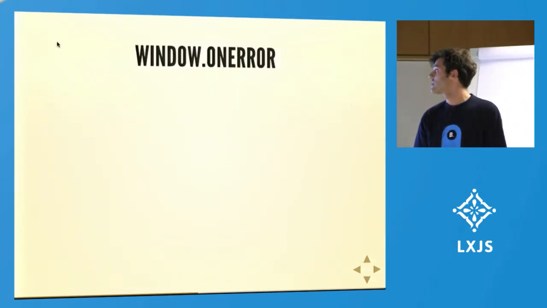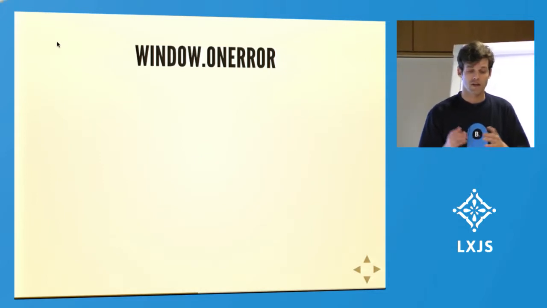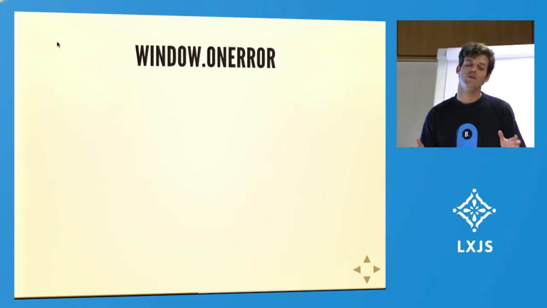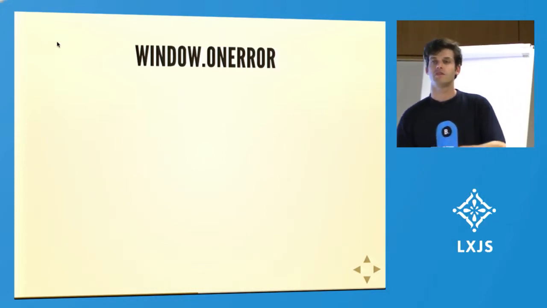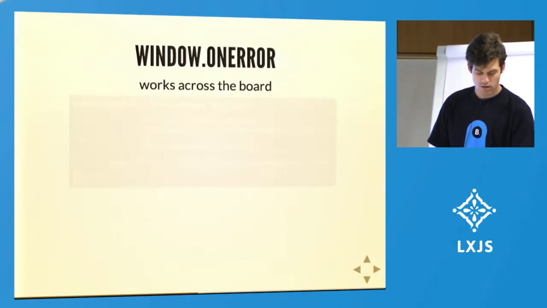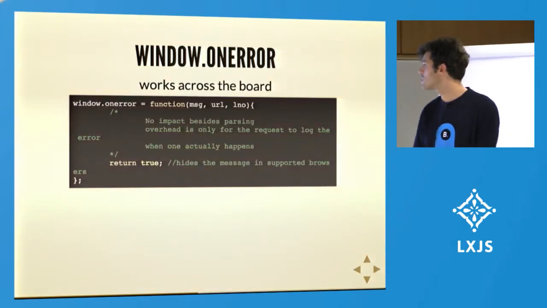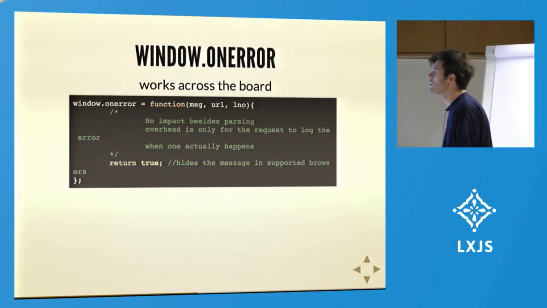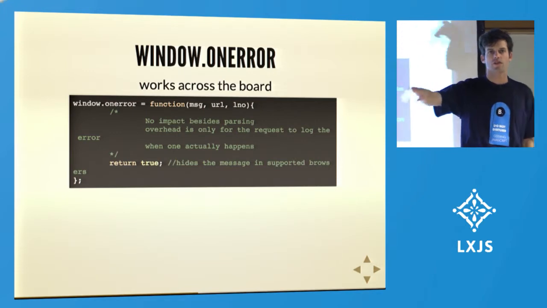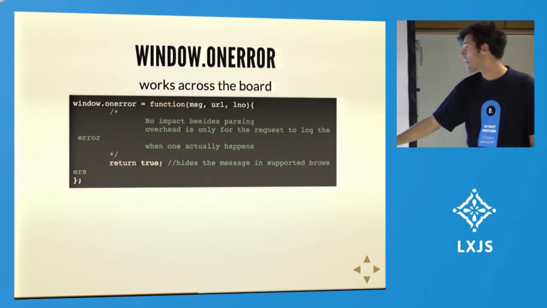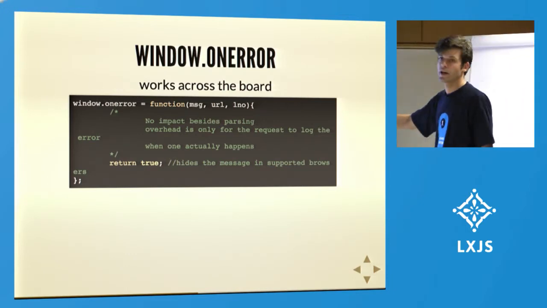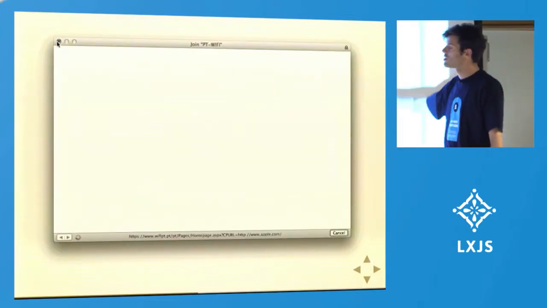It's an API, a function that you can set that allows you to get all the JavaScript errors that happen in the context of that window. It works across the board and is as simple as window.onerror, with a function that receives 3 arguments. This is absolutely true except for Firefox, because they are adding some more parameters.